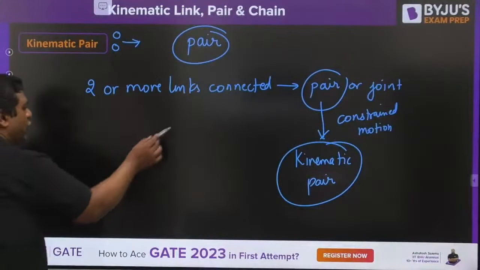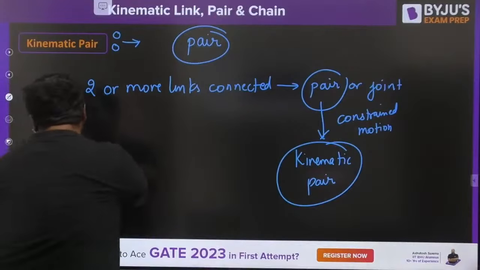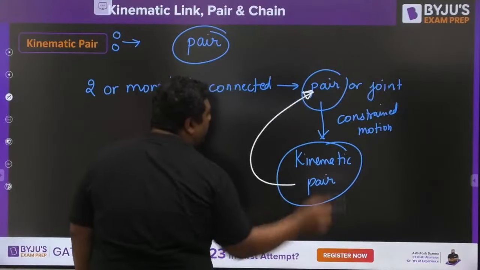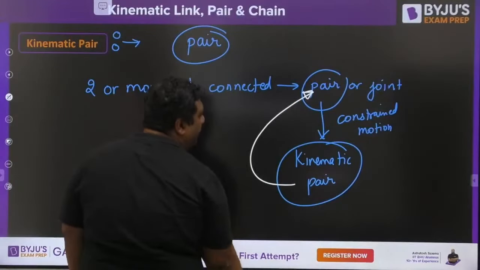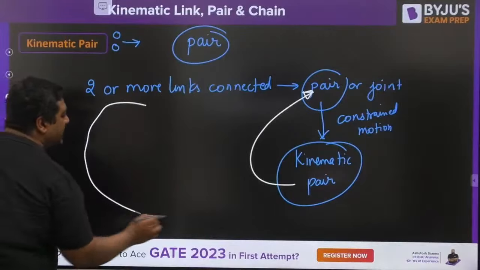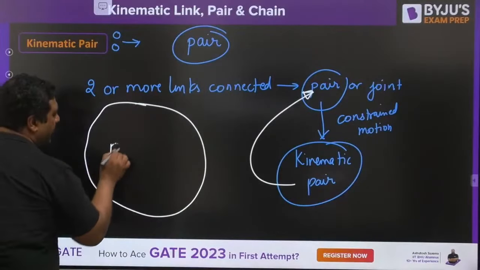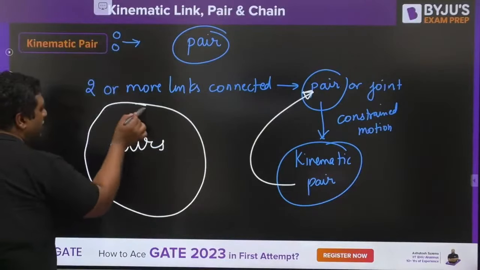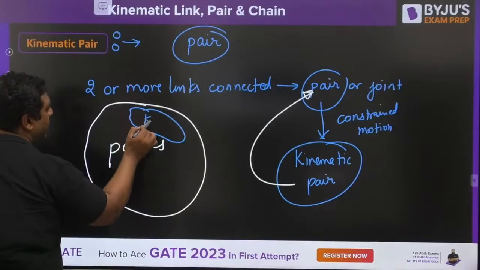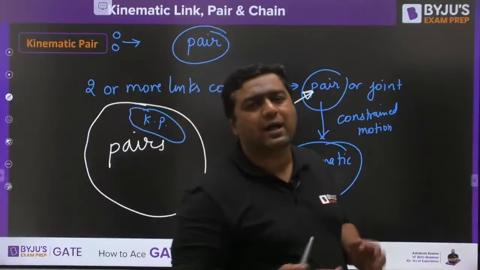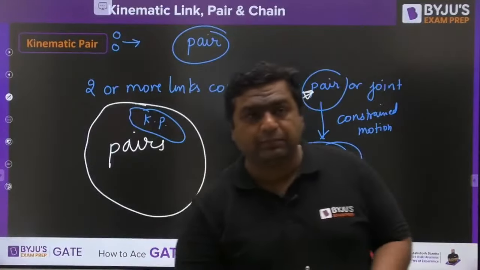Obviously, every kinematic pair would come in the category of pair. But, my dear, every pair may not be a kinematic one. So I will say, if this is the set of pairs, then out of this, some of the pairs are going to be kinematic pairs. So every kinematic pair is a pair, but every pair is not a kinematic pair. That means it may or may not be.